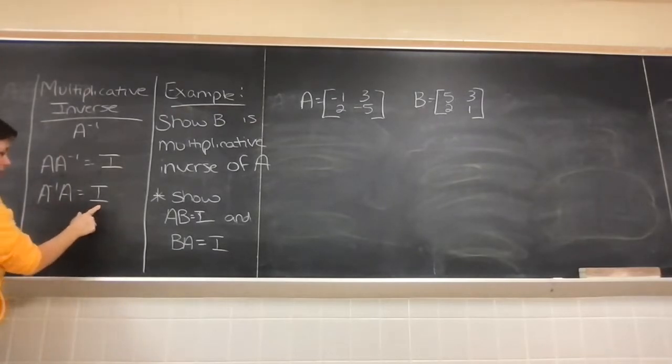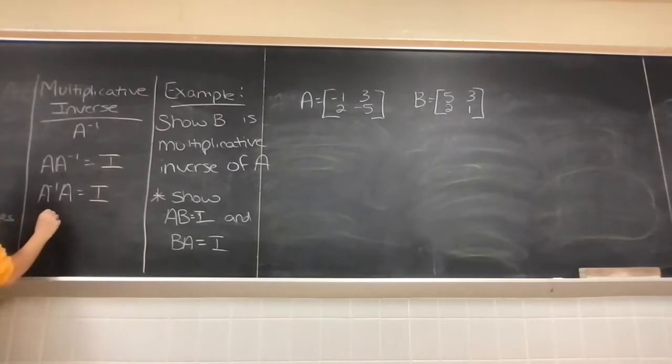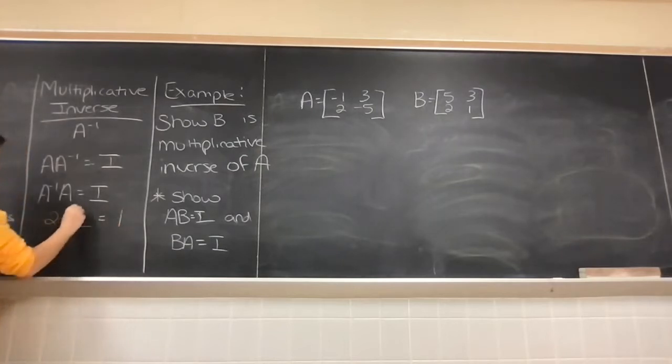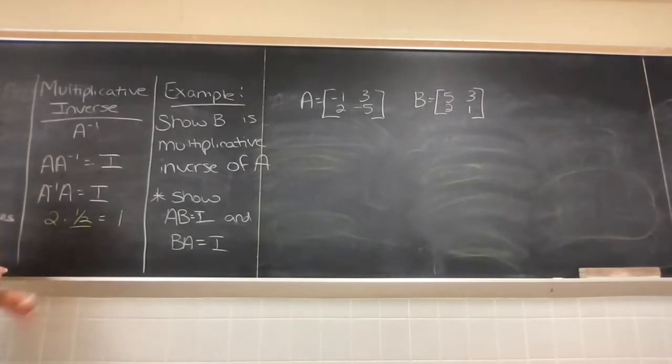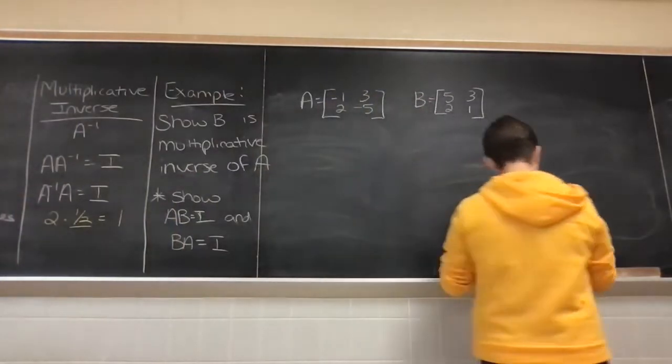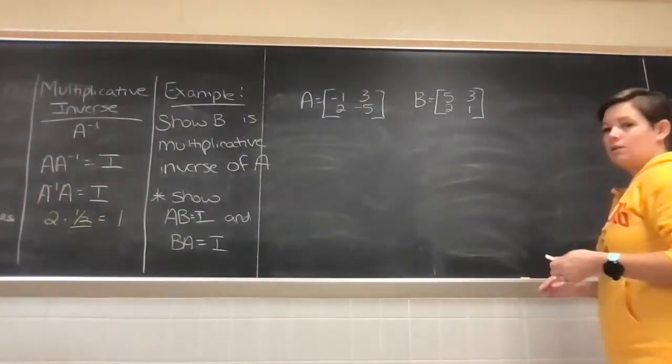you need to be able to get that identity matrix if they're actually multiplicative inverses. Again, with numbers, you can think about it as what would I multiply 2 by in order to get 1? Well, I would multiply it by 1/2. 2 and 1/2 are multiplicative inverses of each other because when you multiply them together, you're going to get 1, which is the identity. So the same thing, we do the same process for matrices.